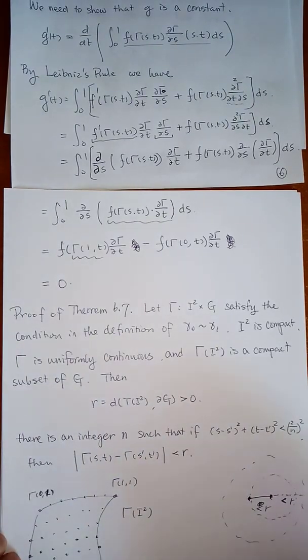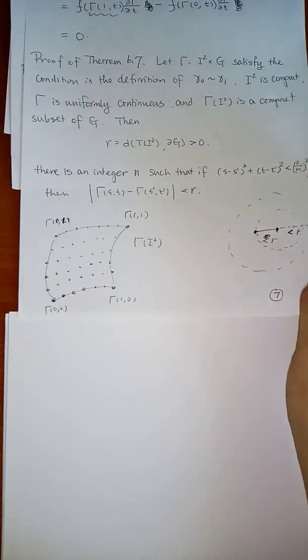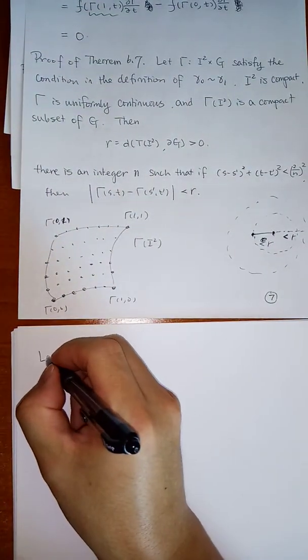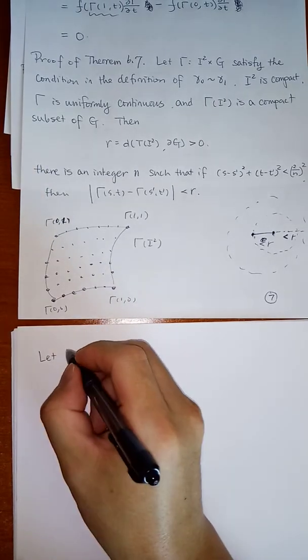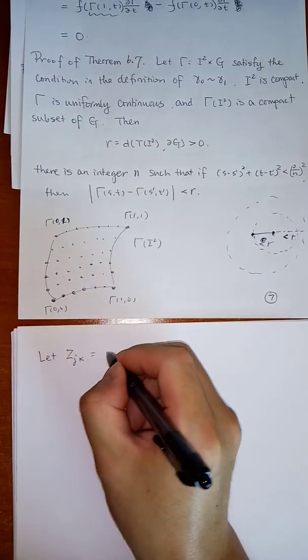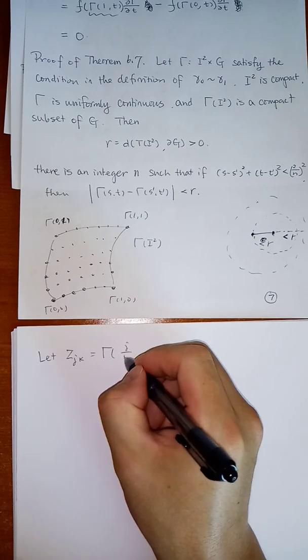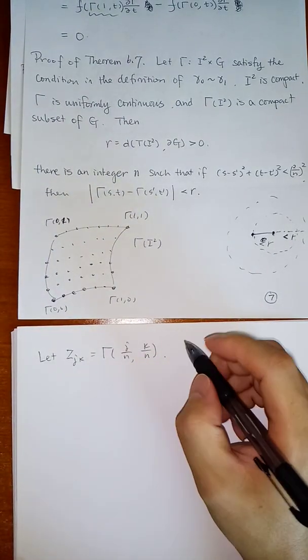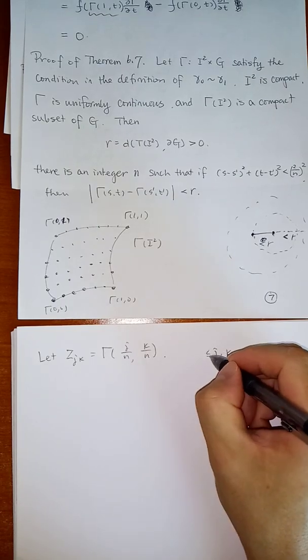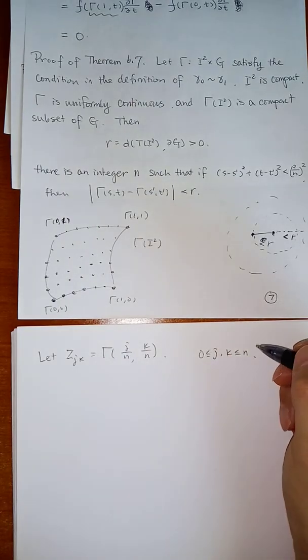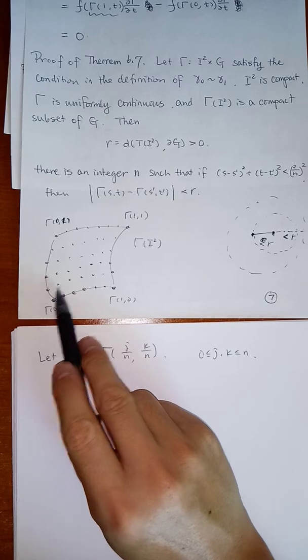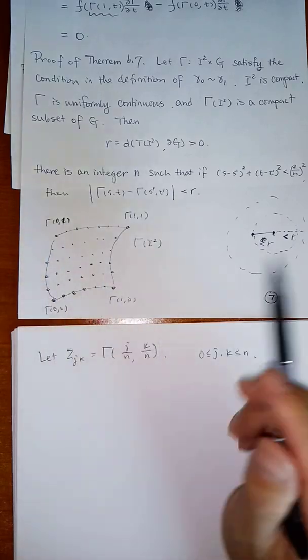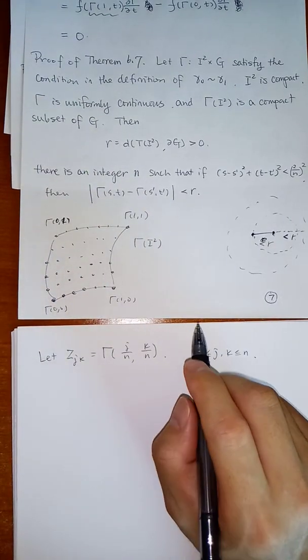Okay, so we got those pixels. We let z_jk be gamma of j over n and k over n, with j and k both between 0 and n. So basically, z_jk are those pixels. They are in the image set.